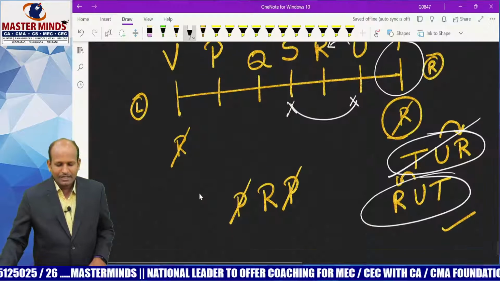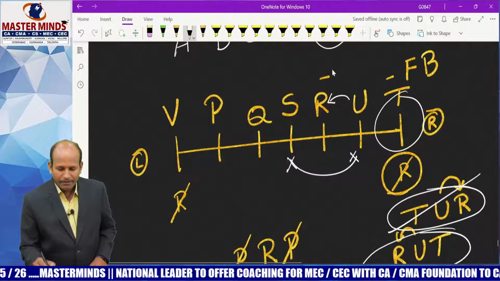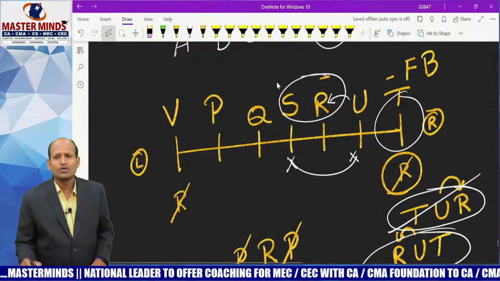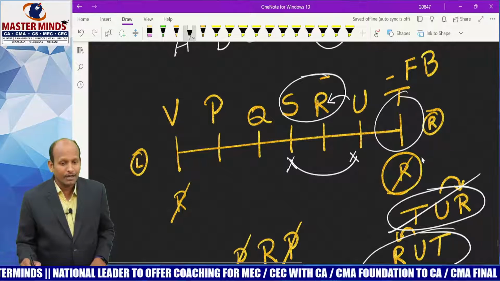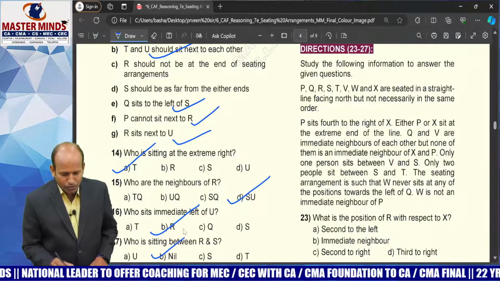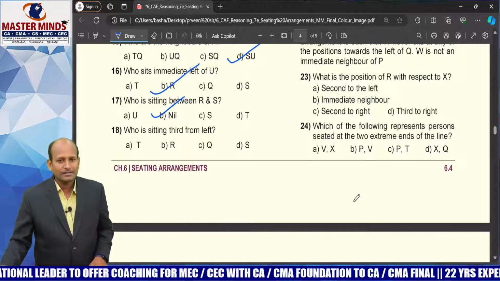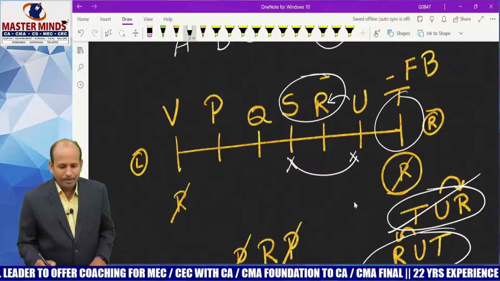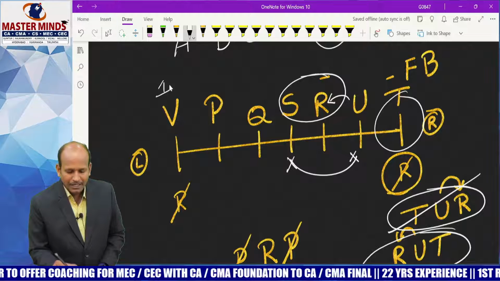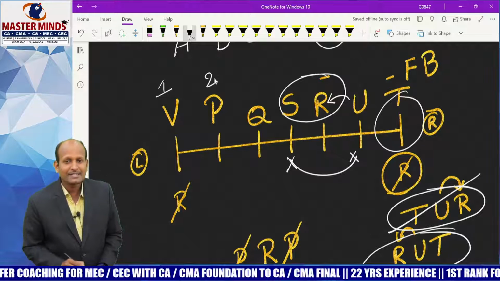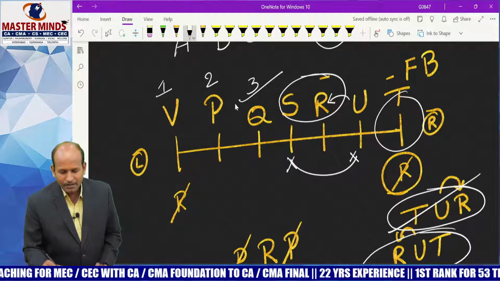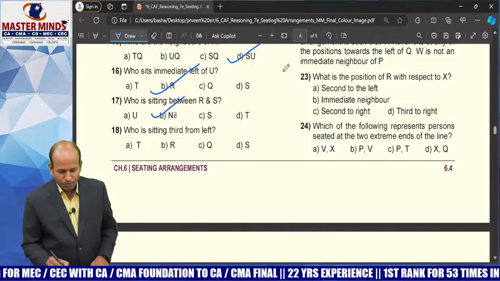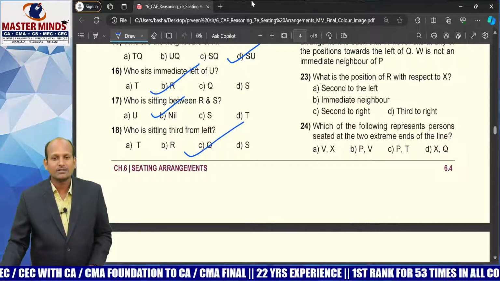Option B. Who is sitting between R and S? Between R and S, how many persons? Nobody. Both R and S are neighbors. Then nil. There is no person between R and S. Who is sitting third from the left? From the left, V is the first person, P is the second person. Who is third from the left? Q. Option C is your answer.